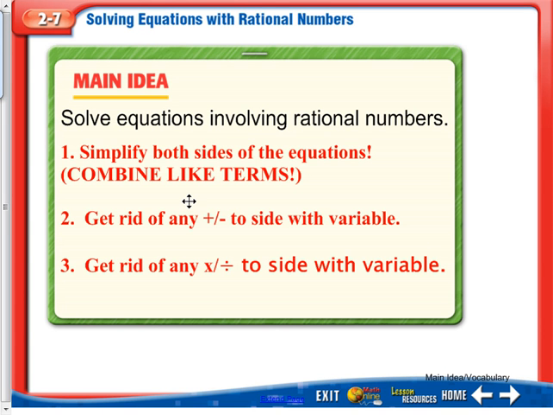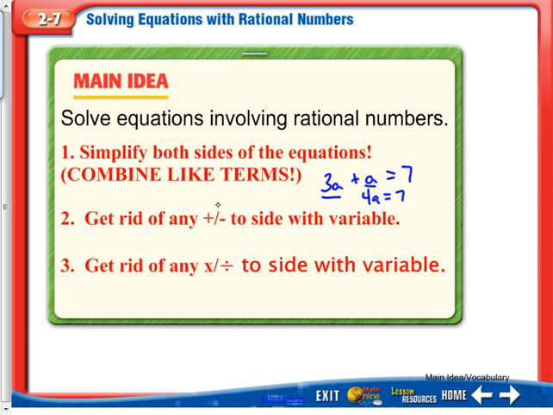For lesson 2-7, we will solve equations with rational numbers. First step, we need to simplify both sides of the equations, which means combine like terms. All right, we've done this before. If you've had like 3a plus a equals 7, we would change the 3a plus a to be 4a equals 7.